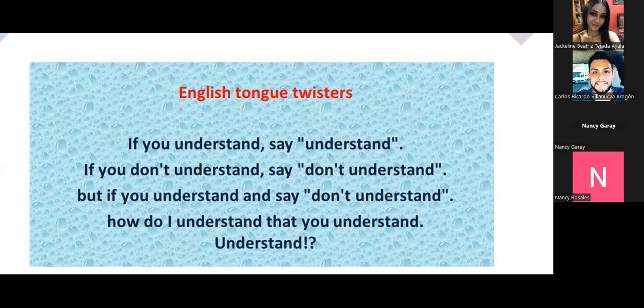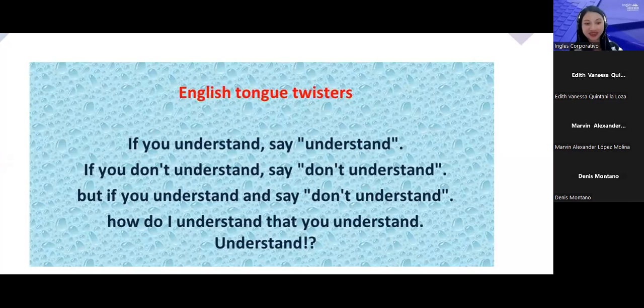If you understand, say understand. If you don't understand, say don't understand. But if you understand and say don't understand, how do I understand that you understand? Understand? Wow, great intonation. Amazing. I like it. Congratulations.